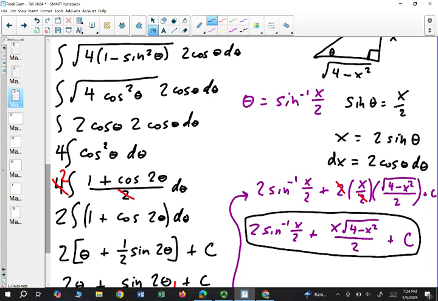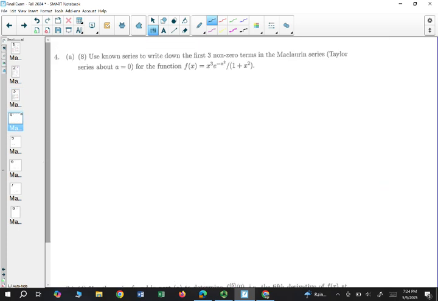Okay, let's take a look at our next problem. Use known series to write down the first 3 non-zero terms in the Maclaurin series, which is our Taylor series about a equals 0, for the function f of x equals x cubed e to the negative x squared divided by 1 plus x squared.